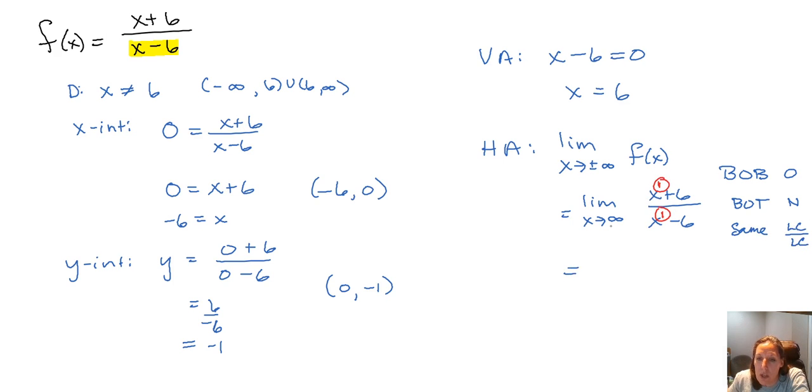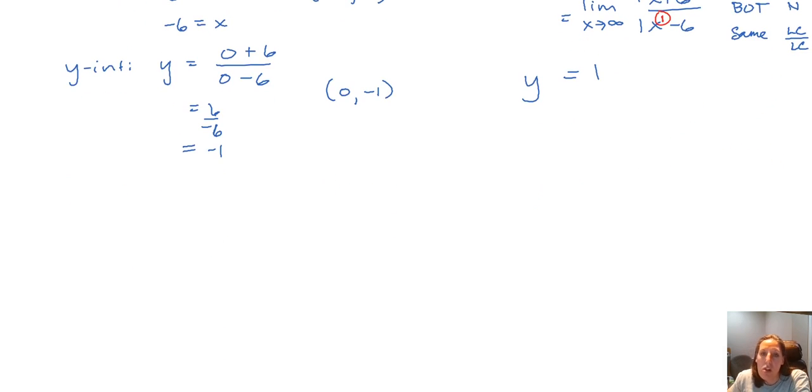So we are going to get the leading coefficient, which is an understood 1 on both of those x's. So that limit is equal to 1. That means our horizontal asymptote is going to be y equals 1. You can also divide each of these four terms, the x, the 6, the x, and the negative 6 by x, and approach it a little more analytically. All right, so that's all for the algebra portion of it.